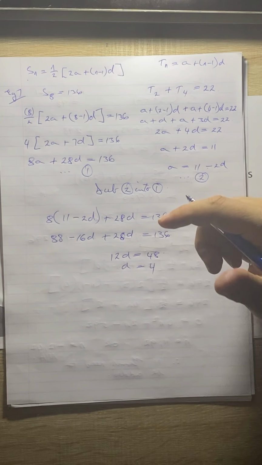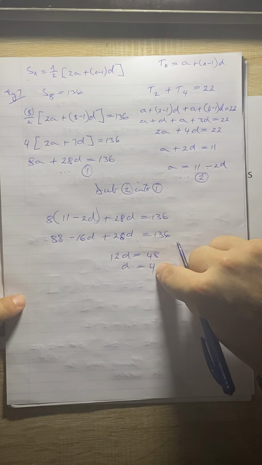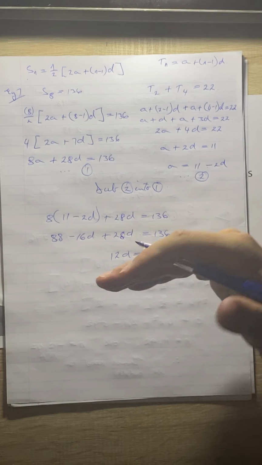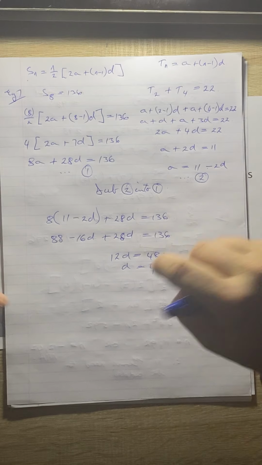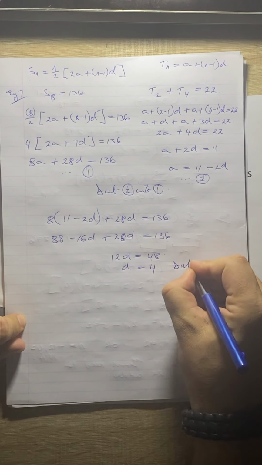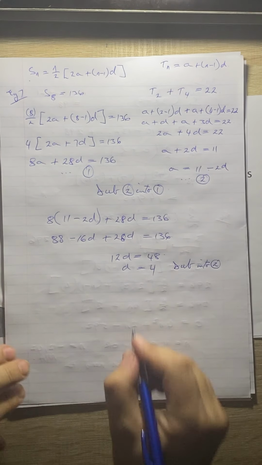Okay, now remember what the question was. So we need to find out what the series is. So now I've got the common difference. I just need to find out what the a is. Once I've got the a, I can build up the series because I know what the difference is. So I'm going to sub this into 2 to find out what a is.